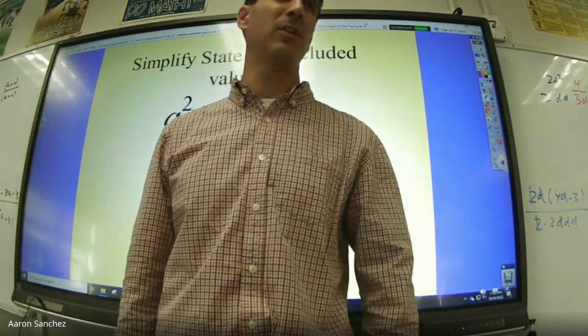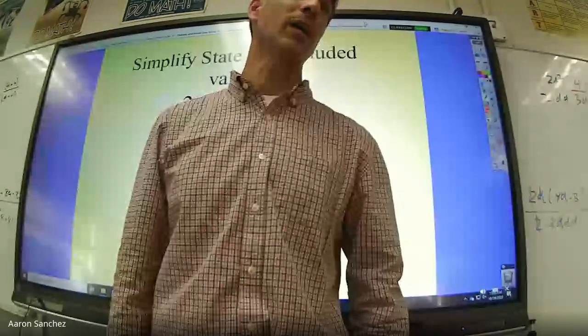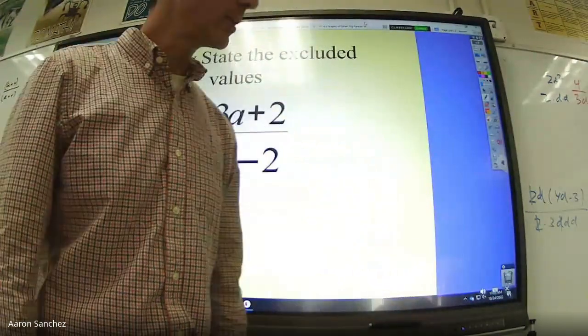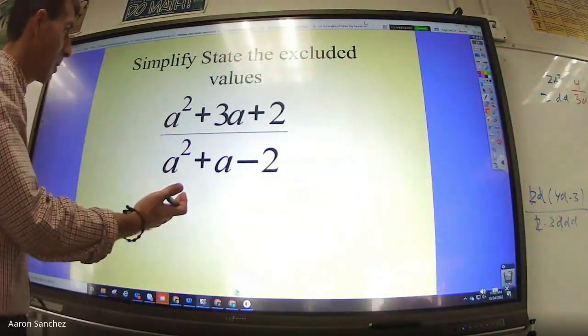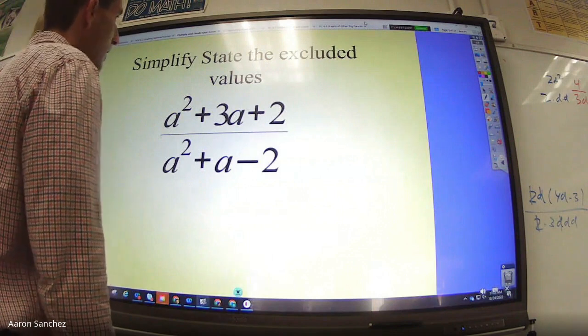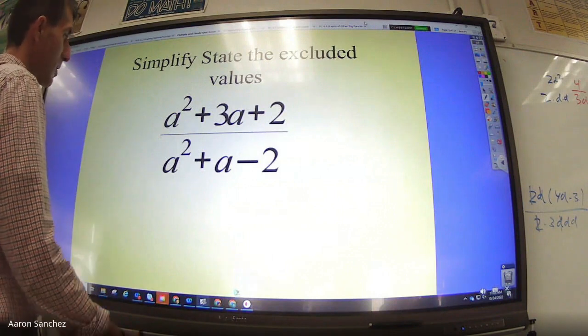Chapter 11. Adding, subtracting, multiplying, and dividing rational expressions and simplifying. So let's go ahead and do this. State the excluded values. Let's simplify.